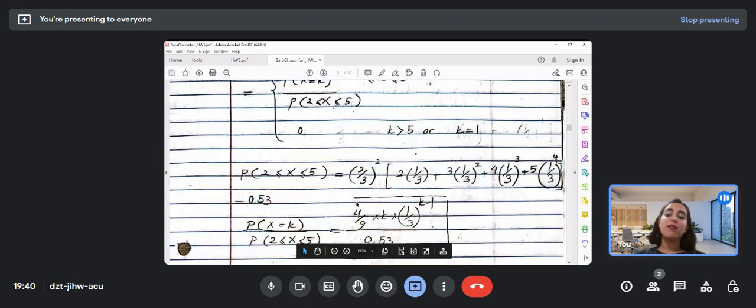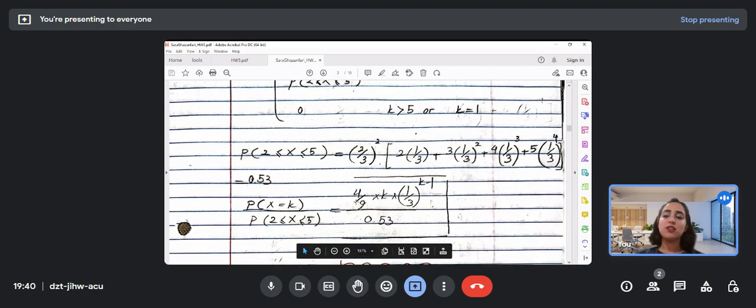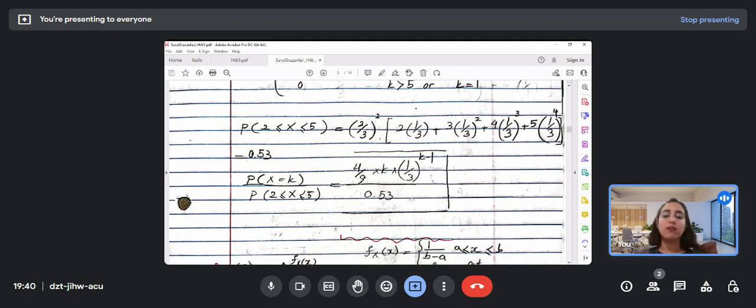Now we have the denominator, and we have the probability of x equals k from the probability mass function, and everything is fine, and we have the answer. I think I answered this question.